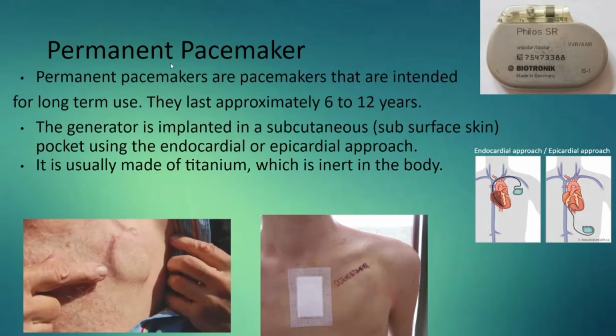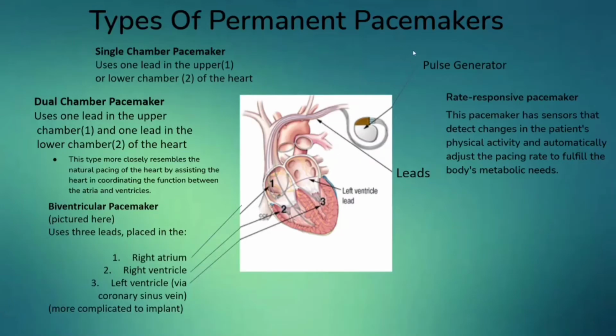And there are two types of pacemaker. One of them is the temporary pacemaker, which is for short-term use, and it is a class 3 device. The other one is the permanent pacemaker, which is for long-term use, and this is also a class 3 device. I will start with the permanent pacemaker, which is intended for long-term use. They last approximately 6 to 12 years. The generator is implanted in a subcutaneous pocket using the endocardial or epicardial approach. It is usually made of titanium, which is inert in the body. And there are four types of permanent pacemaker. One of them is the single chamber pacemaker, which uses one lead in the upper or lower chamber of the heart. The other one is the dual chamber pacemaker, which uses one lead in the upper chamber and one lead in the lower chamber of the heart.